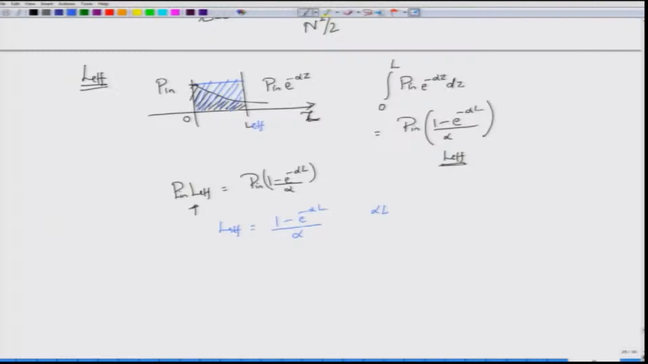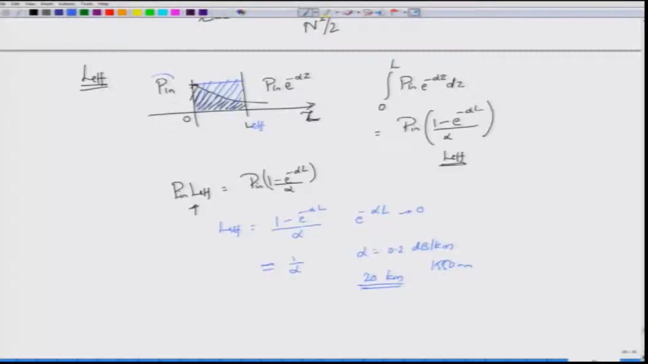When alpha into L is very large, e to the power minus alpha L is approximately 0. So L effective is approximately 1 by alpha. For alpha of about 0.2 dB per kilometer, this corresponds to about 20 kilometers. Okay. So this corresponds to about 20 kilometers for an attenuation of 0.2 dB per kilometer at around 1550 nanometer, which means that when you have a link of 80 kilometers, the first 20 kilometers are very crucial because that is where the nonlinear terms are predominant. And nonlinear effects actually depend exclusively on the amount of power that you have.